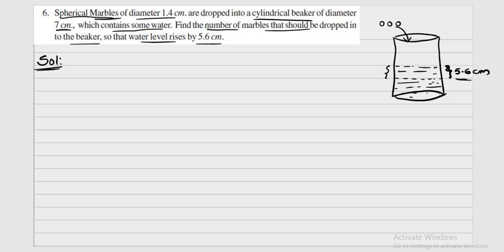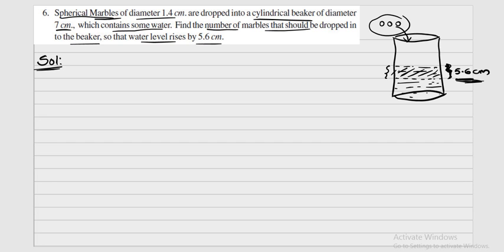Whatever increase we got here is all because of those spherical marbles, right? So what we can say indirectly is that the volume of those spherical marbles is nothing but the volume of this particular cylinder which has height 5.6 centimeters, right? So all these marbles' volume will be equal to the volume of this particular rise in level.